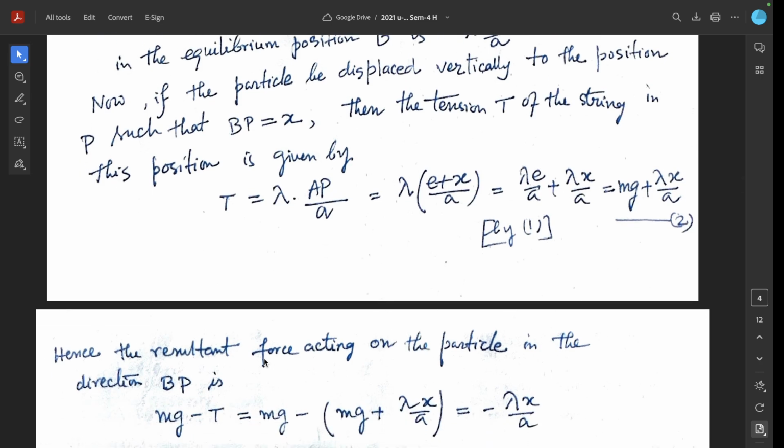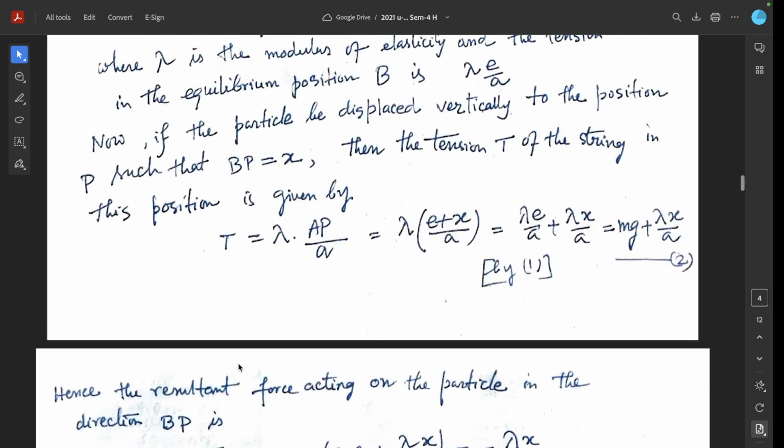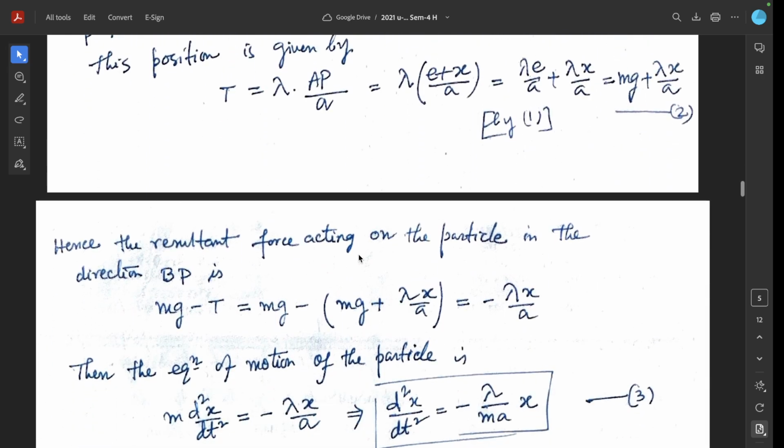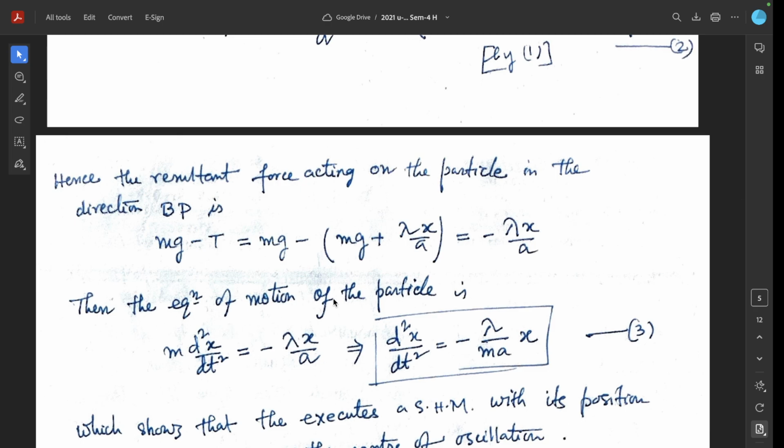Hence, the resultant force acting on the particle in the direction BP is mg minus T, where T is in the upward direction. So mg minus the value of T is minus lambda x by a. The equation of motion of the particle is m d²x/dt² equal to minus lambda x by a, actually the resultant force on the particle at this position P.